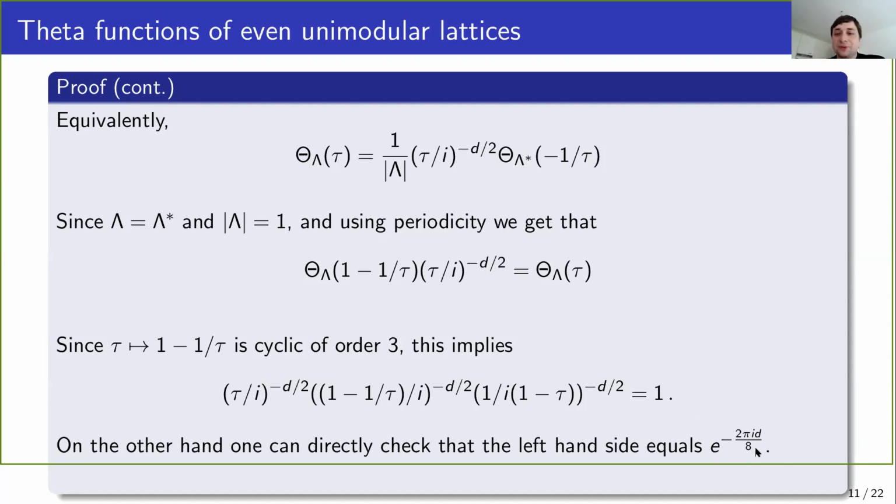And once you know that d is divisible by 8, this factor here becomes just tau to the power -d over 2. So in particular, because this transformation together with T generates the full group, we get that the theta function is modular of weight d over 2. Okay.